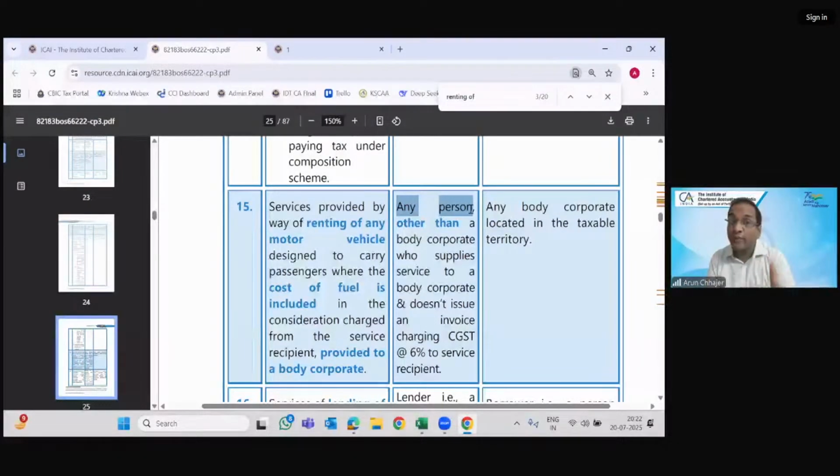But what should not be? It should not be the body corporate. In this example, whether supplier is body corporate or not. Answer is yes, supplier is body corporate. Whether he is registered or not, it is immaterial for the purpose of reverse charge, because they have used the word any person. Because they have used the word any person, therefore it is immaterial whether supplier is registered or not. What should he not be? He should not be the body corporate. But whether he is body corporate, yes. Therefore, RCM will not be applicable.